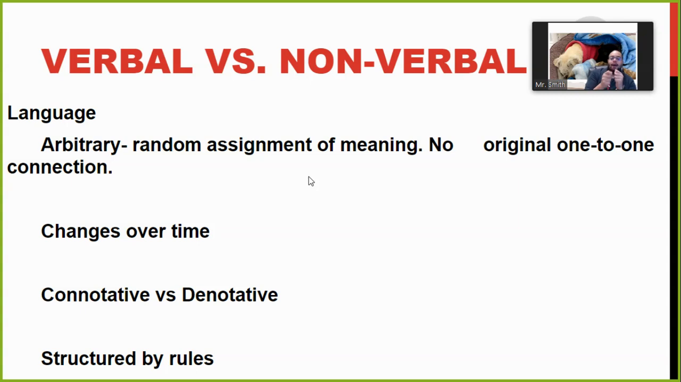That's awesome. Either way, you're not super specific every time that you talk to someone. So that's what arbitrary means. We assign meaning at random. There's no original one-to-one comparison.